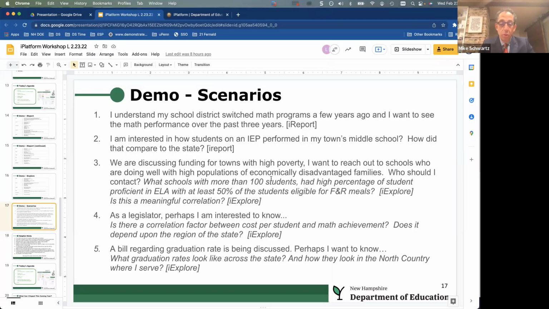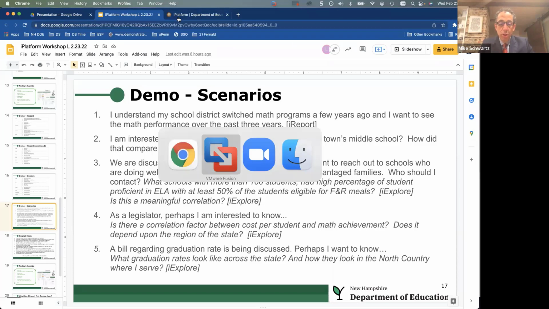So what I want to do is look for certain schools in the state that meet these characteristics. They have high populations of students living in poverty. And maybe they're schools that have at least a fairly large number of students, at least 100 students or so, which is not even that large. So again, now we want to look across the entire state.